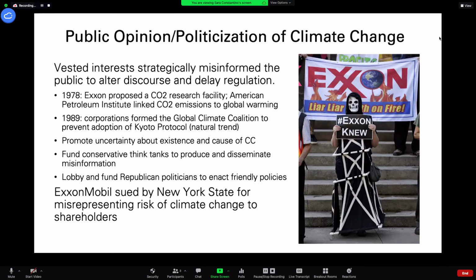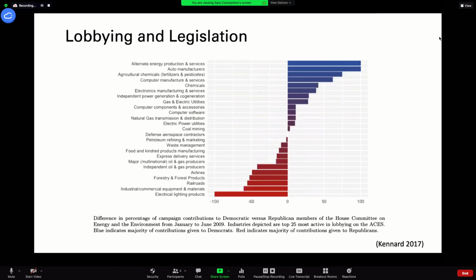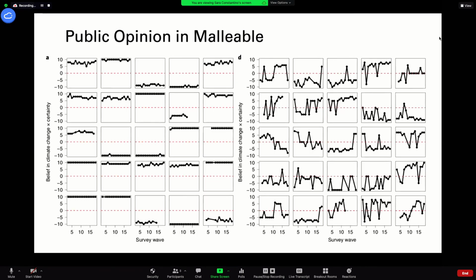And so, okay, I'm going to skip that part. I'm going to skip this part on lobbying, and if we have time, come back to it next time and just continue on the public opinion.